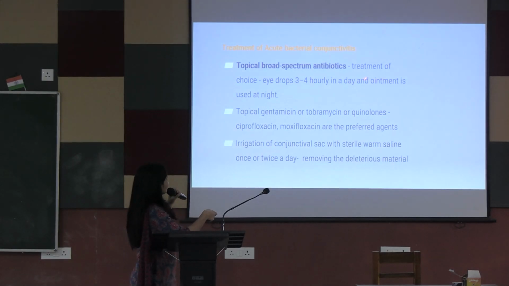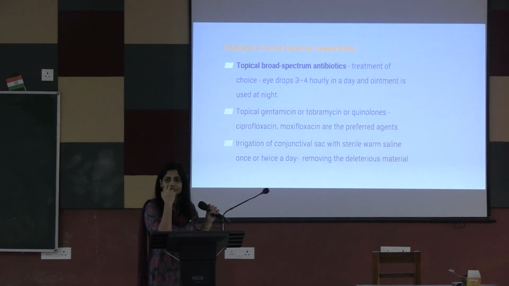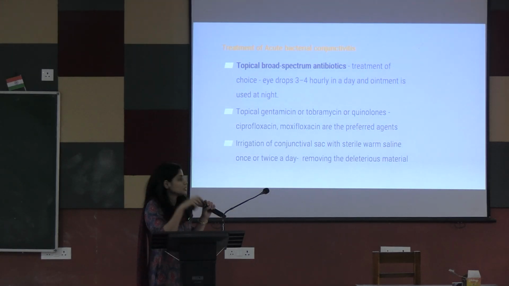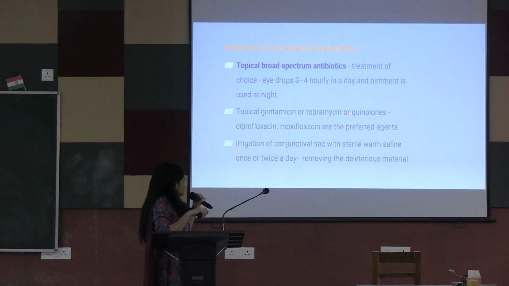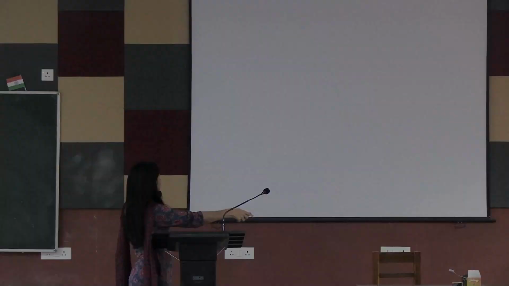Then, what is the treatment of choice? Gentamicin or tobramycin? Which class of antibiotics? Aminoglycosides. So these are the preferred agents. Also this, what is this? Fluoroquinolones. And irrigation of the conjunctival sac with sterile warm saline. This is how you treat a conjunctival infection.